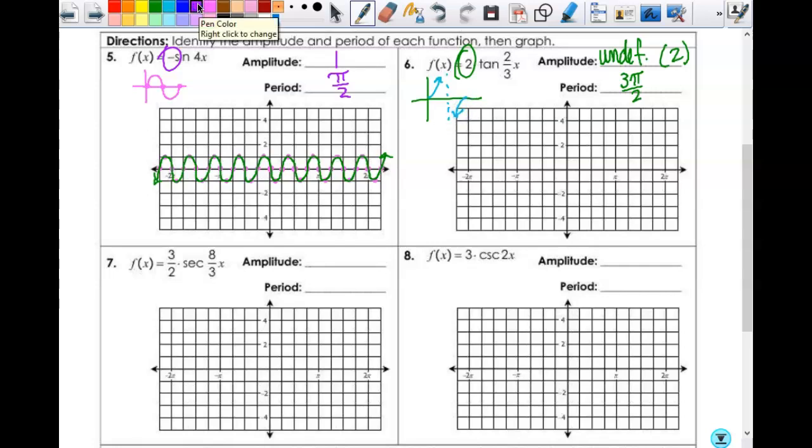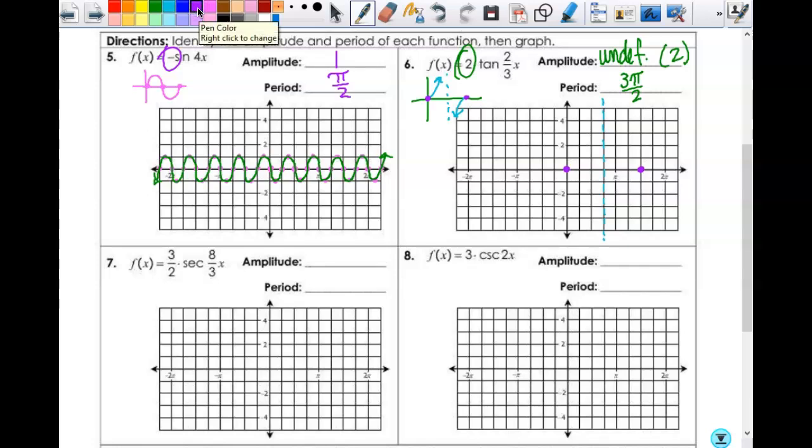So I start at 0, 0. There's no translations anywhere, so I'm at 0, 0. The end of the period is 3 pi halves, so there's this point. This point here will be down here at 3 pi halves. Halfway between these two, I get an asymptote. So halfway between 0 and 3 pi halves is 3 pi fourths. So right here is my asymptote.